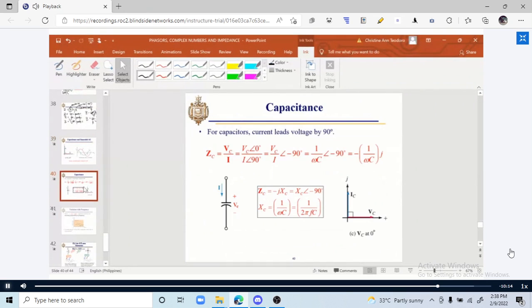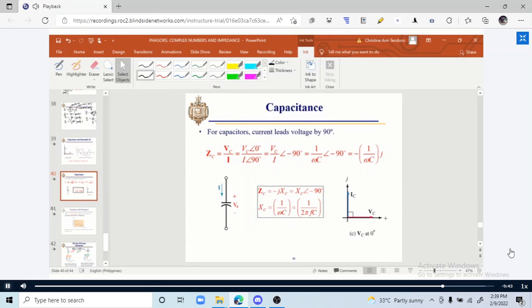Okay, so capacitance, always remember that current leads voltage by 90. That's why it is denoted by negative 90. So always remember, for capacitors, current leads voltage by 90, and our ZC is equal to negative j over omega C. Okay, negative j over omega C, or 1 over omega C angle negative 90 degrees. We can also say that ZC is equal to negative jXC.